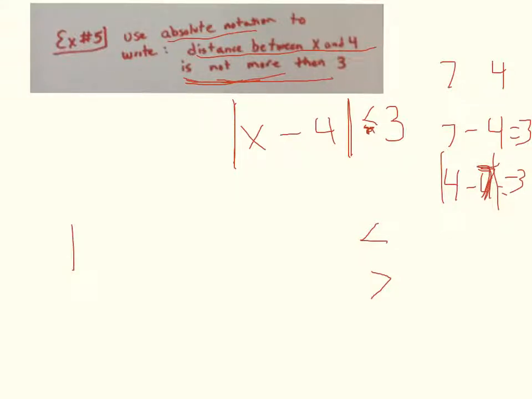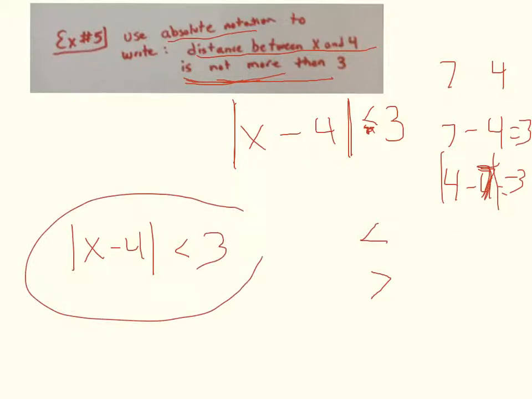So for this problem here, it's just going to be the absolute value of x minus 4, the distance, is not more than, so less than 3. And that's how you do this. It's pretty easy. When it says distance between, you use absolute value, and then you just have to determine from the second part of the wording, is it less than, greater than, etc. And that's how you do these problems.